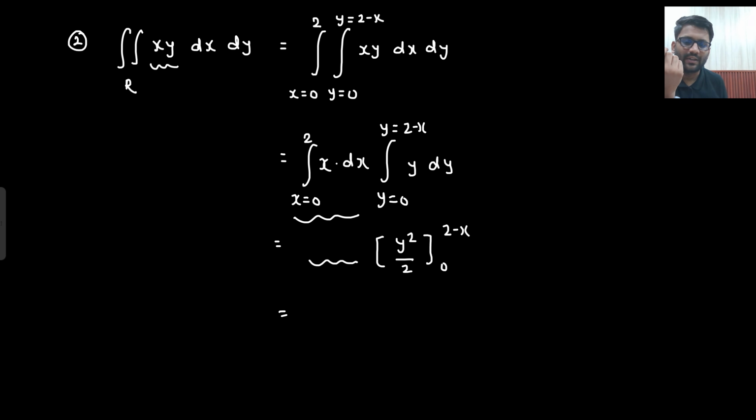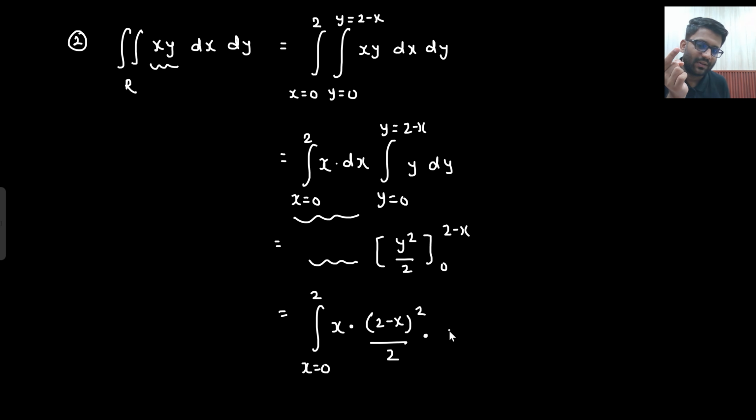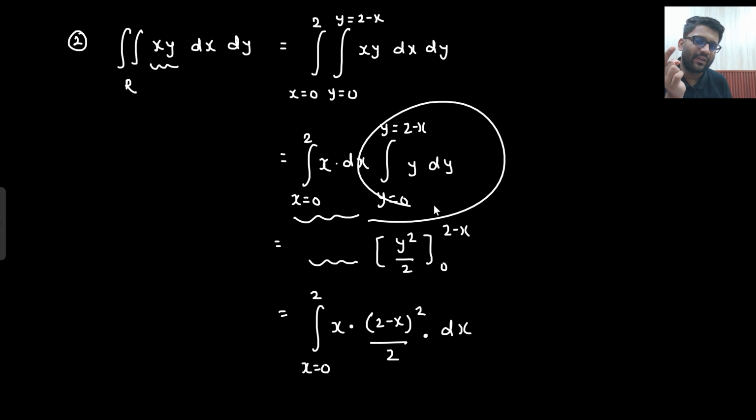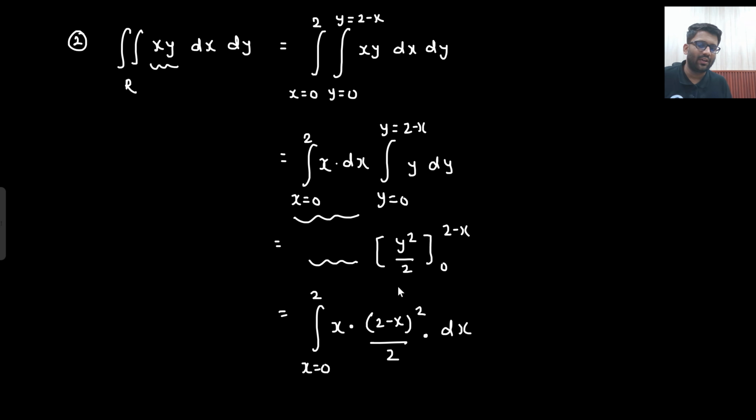Okay, so let's write down this part now. x is going from 0 to 2, x as it is. Now this integration will give you 2 minus x whole square divided by 2 dx. This particular integration, y square by 2, 0 to 2 minus x. So here in place of y you put 2 minus x whole square divided by 2, x dx, and limit of x is going from 0 to 2. Is that clear to you?